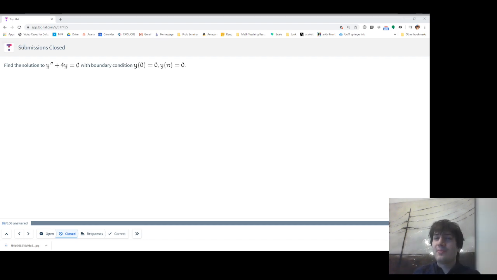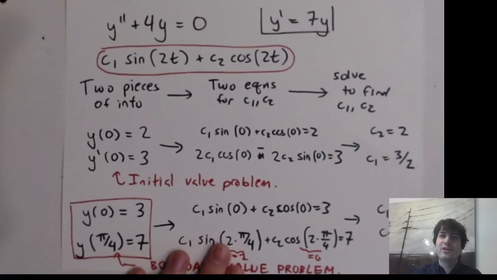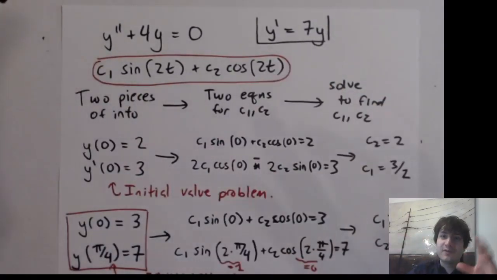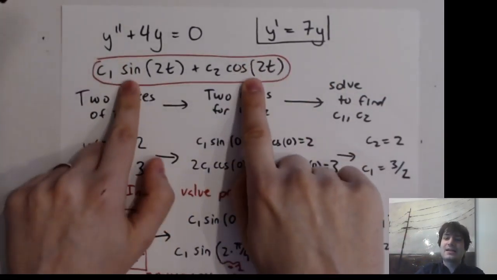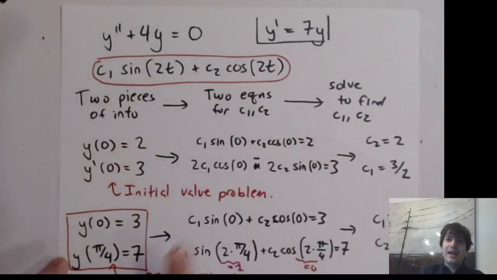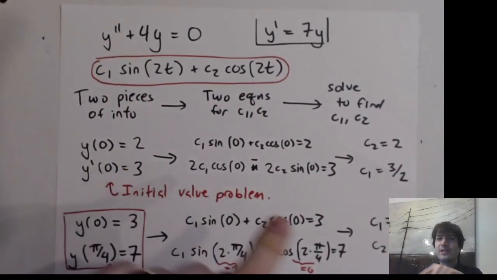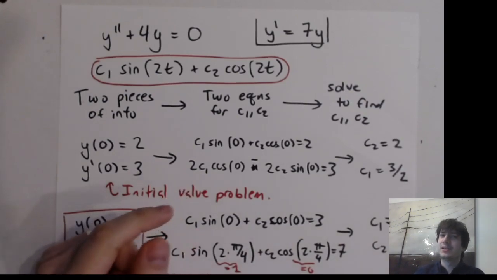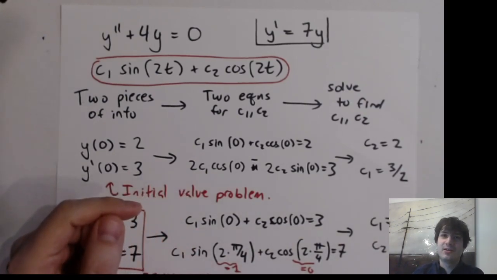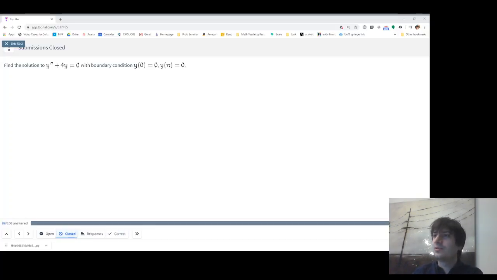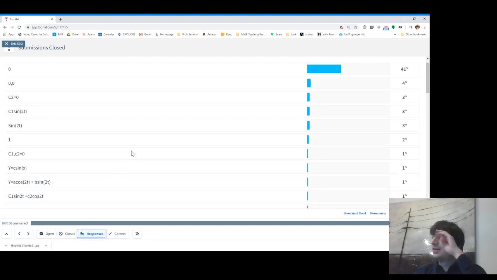Okay, so let's remember what we're doing. The whole point is we have the general solution. That's a family of functions. The general solution is lots and lots of different possible functions. And then we take two pieces of information and we hopefully narrow it down to one specific function. So let's see what you guys said, if you found that one function.